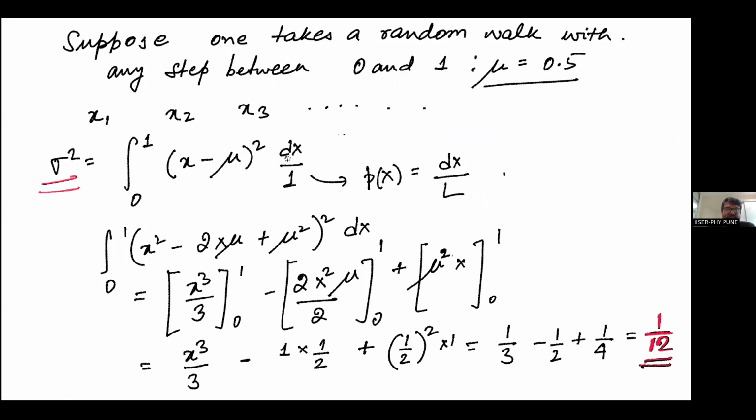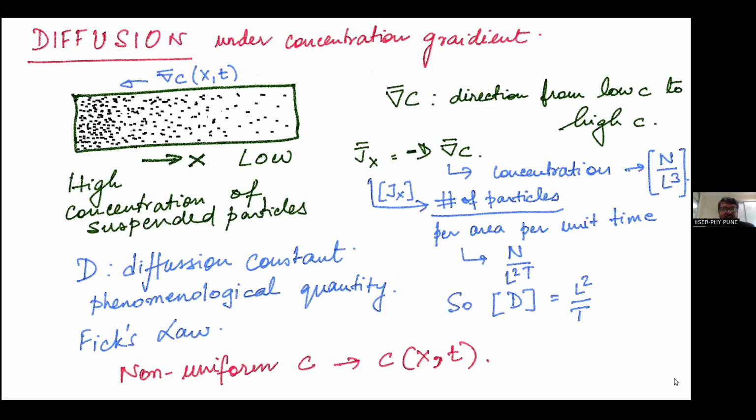And this is the probability, because this is a uniform random number deviate, dx by L. Basically, the probability is dx by L because it's a uniform random number. And if you do a bit of the algebra, you can see that the variance is going to be 1 by 12. Okay, so it's going to be 1 by 12. Let's change track. Let's talk about a different problem, diffusion.